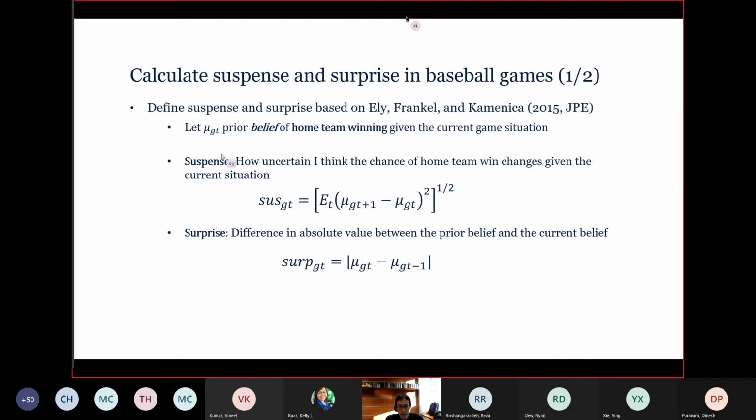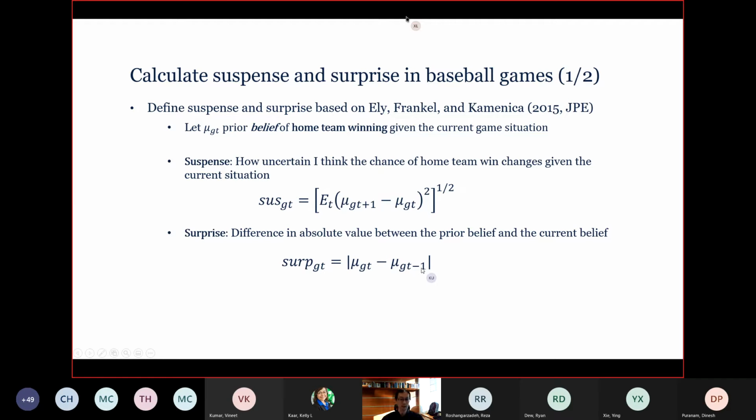The suspense is calculated using this formula. Suspense is basically the standard deviation or variance of how MuGT is going to be in the next period. How uncertain the agent thinks the change in the chance of the home team winning is going to be, given all information available at time t. So suspense is the ex ante measure of what's going to happen in the next period, time t plus 1, in terms of MuGT. That's the suspense. And surprise is simply the difference between MuGT and MuGT plus 1.